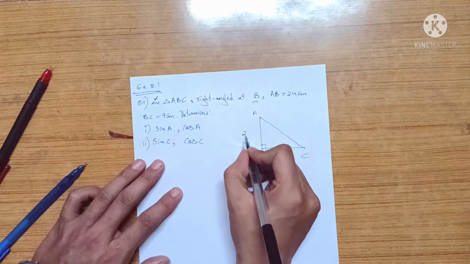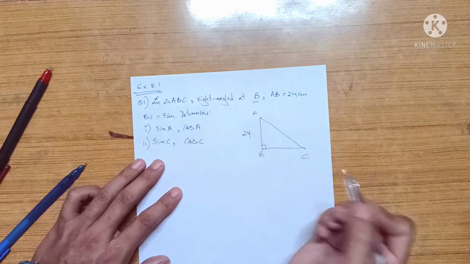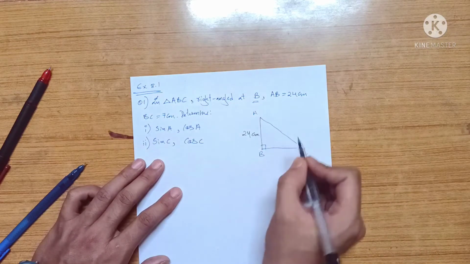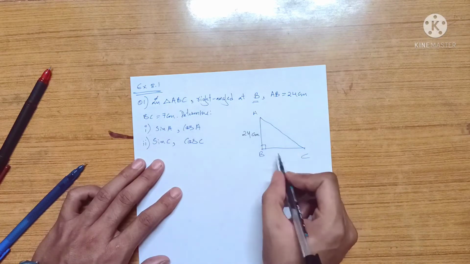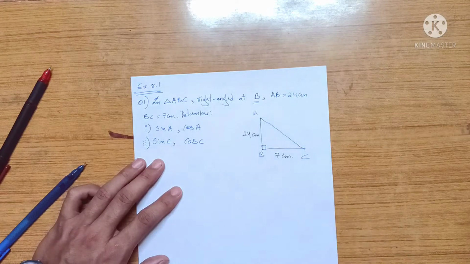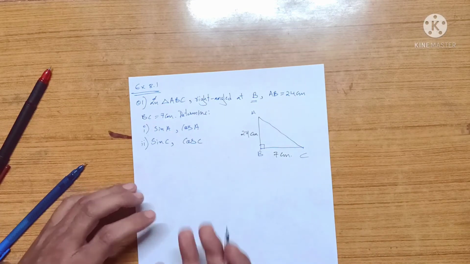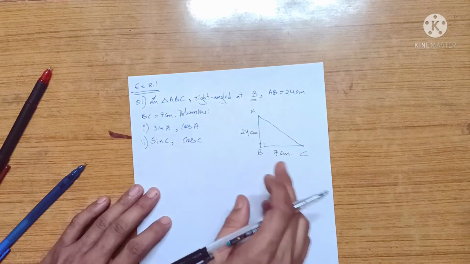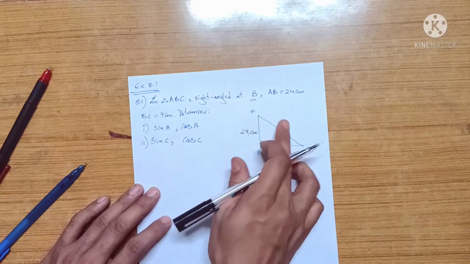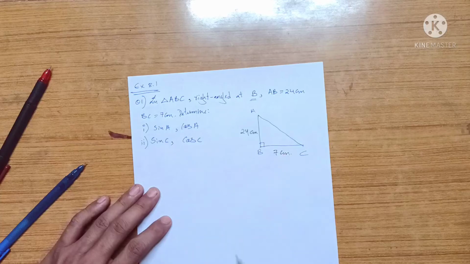AB is given as 24 centimeter. This is AB, so this is 24 centimeter, and then BC, the down part, is given as 7 centimeter. I've already told you sine, cos, whatever it is, is the ratio of the three sides. So we need three sides, right? We don't have the three sides.